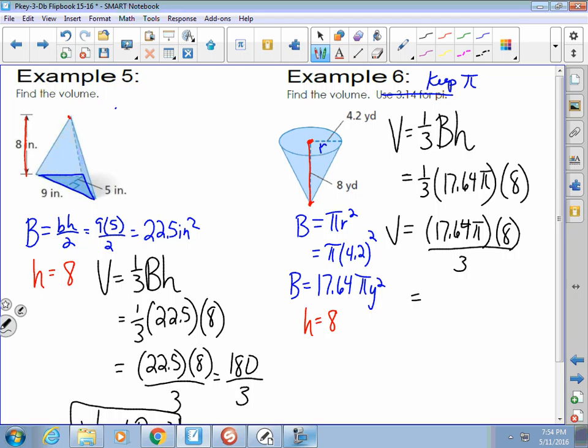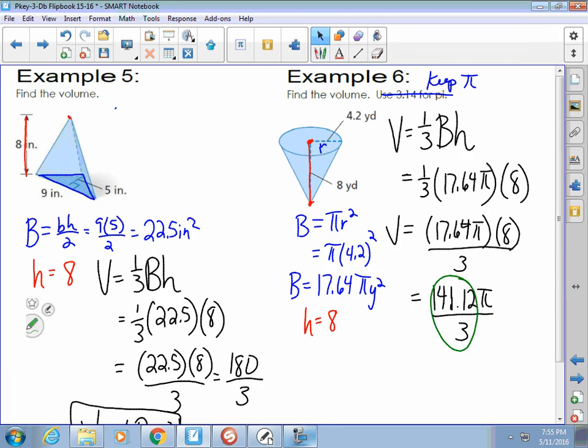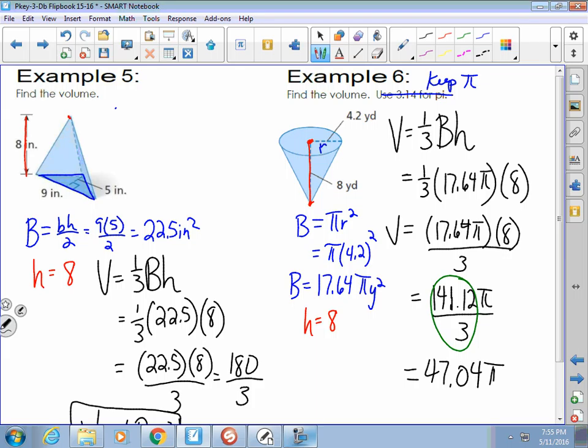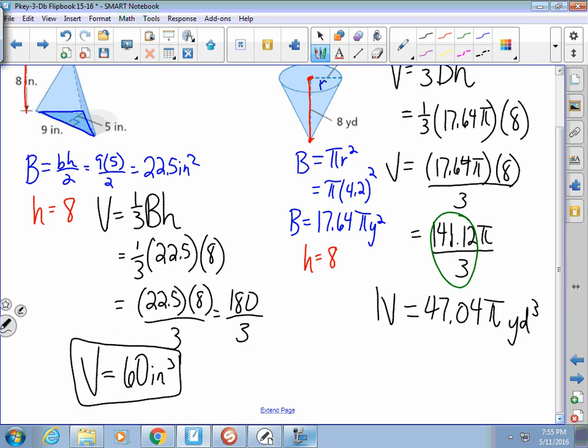Do your 17.64 times 8. Get that decimal. So that's 141.12, I believe, pi, and then we're going to divide by 3. So when we're dividing by 3, really we're just dividing the 141.12 by 3 and then keeping pi in our answer. So that would get us basically 247.04 pi. Keep pi in your answer. This would be yards cubed. That's our volume.